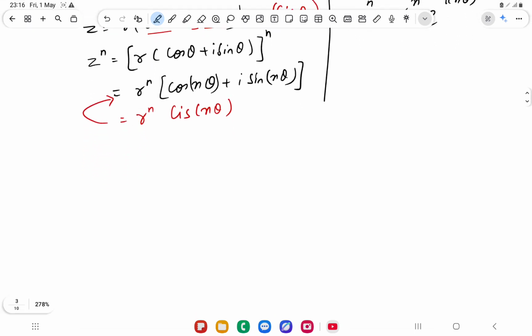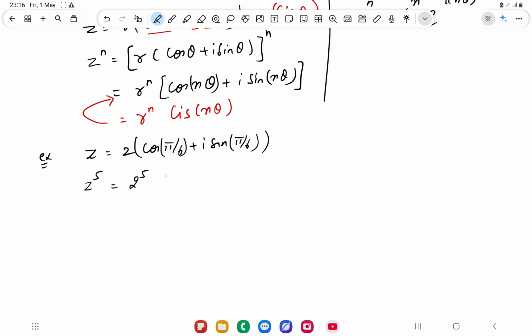Now let's take an example. If we have a complex number, let's say in polar form, 2 cos pi by 6 plus i sin pi by 6. Now I want to calculate what is z to the power 5. So that will become 2 to the power 5 cos 5 pi by 6 plus i sin 5 pi by 6. So this is how we can calculate, and these two values you can calculate using your GDC.